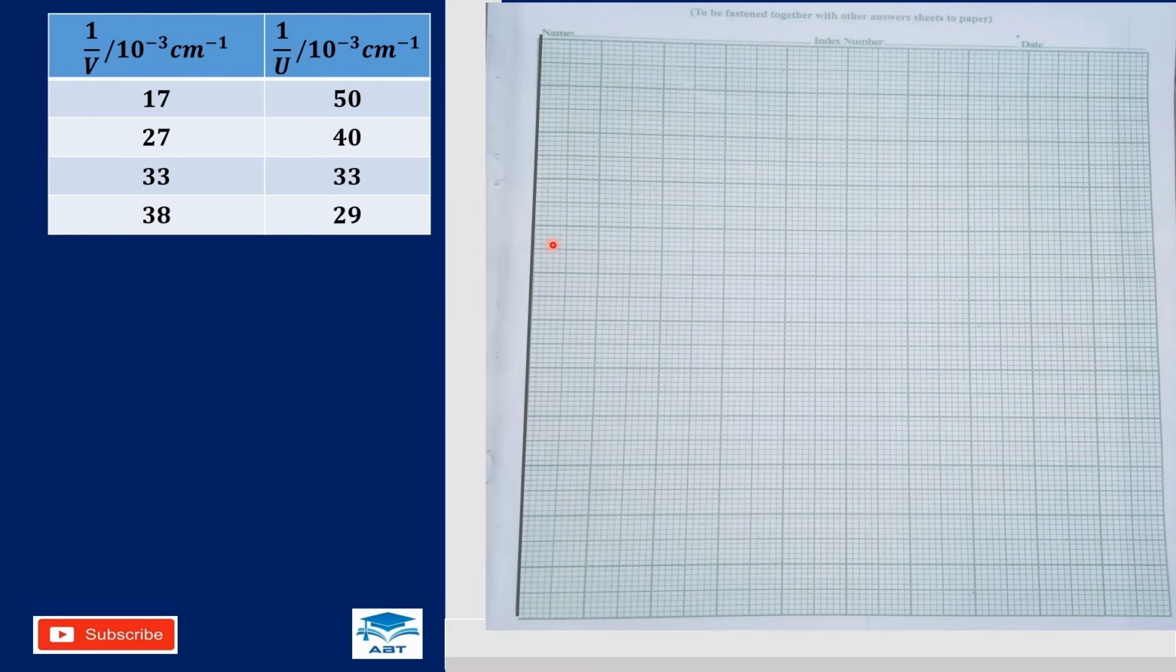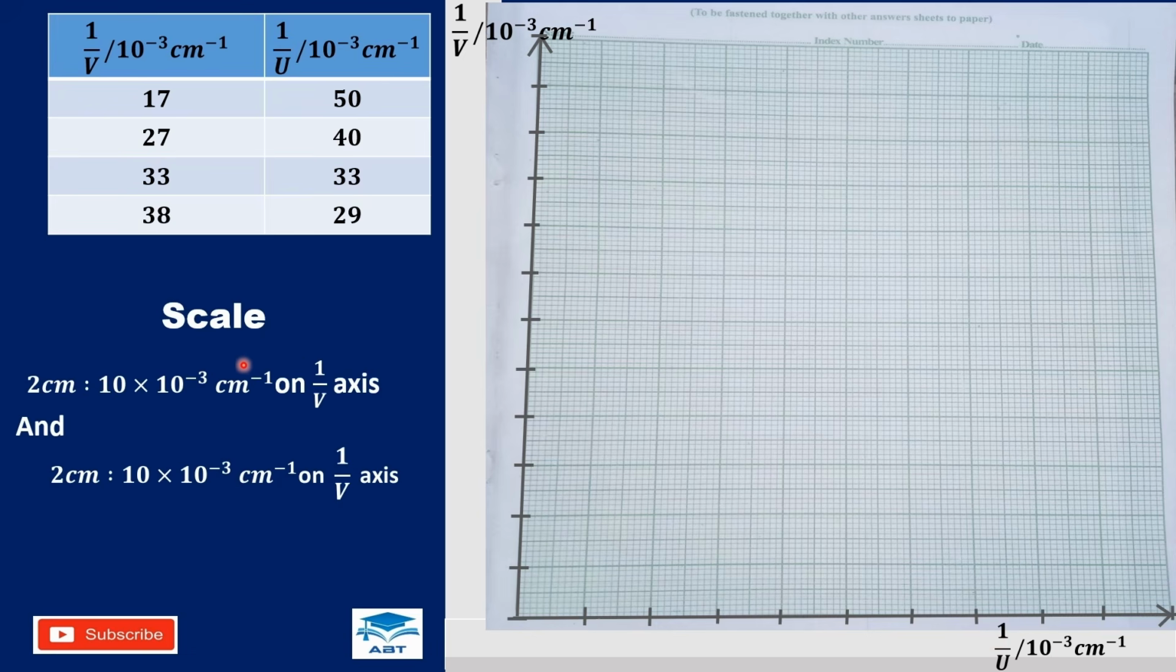So we draw the vertical and horizontal axis. And we are plotting 1 over v on the vertical axis. It should come with the units and the conversion. And we are plotting 1 over u on the horizontal axis. So we choose a scale. We will choose a scale of 2 centimeters to 10 times 10 exponent negative 3 per centimeter on the 1 over v axis. So we start from 0, 10, 20, 30, 40, 50, 60, 70, and so on.